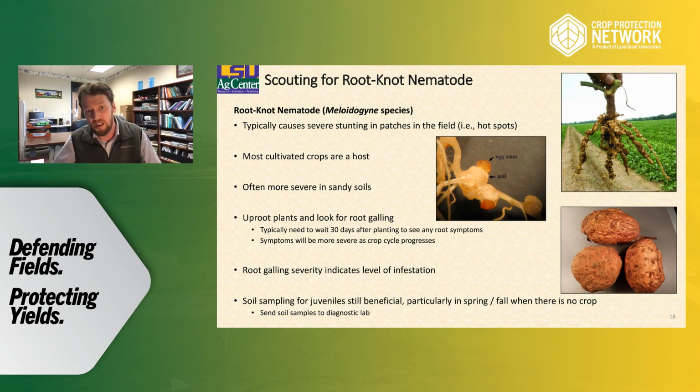And that level of galling, the root galling severity, is an indication of the level of infestation. So if you're out scouting in a field and you pull up a plant and you only see one gall, it's probably not a really bad root knot nematode infestation. If you go out there and you see something like our image here on the top right, a completely galled up root system, you have a severe infestation and it probably needs to be managed.